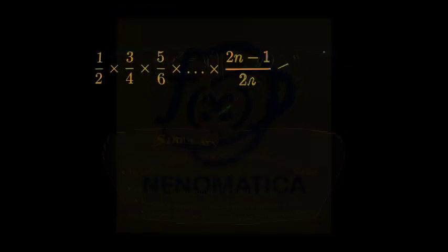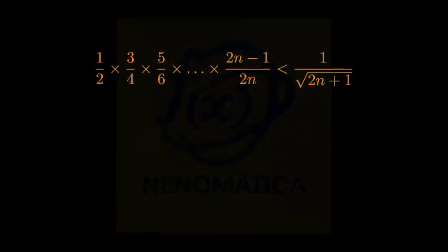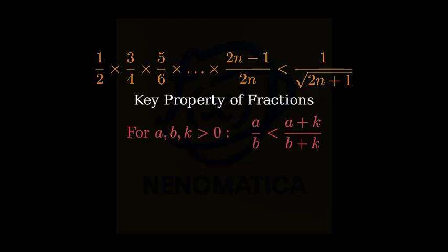We need to prove the following inequality: 1 over 2 times 3 over 4 times 5 over 6 times, and so on until 2n minus 1 over 2n is less than 1 over square root of 2n plus 1. To solve this problem, we'll use a key property of fractions. Given positive numbers a, b, and k, if a over b is less than a plus k over b plus k, then we can apply this rule to our problem.